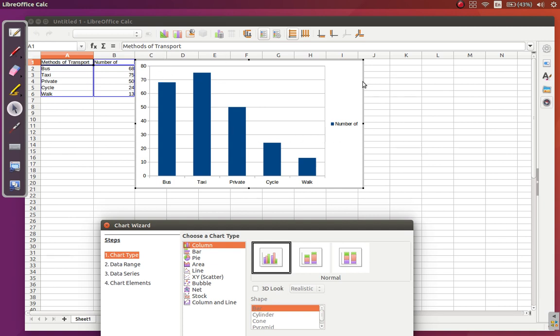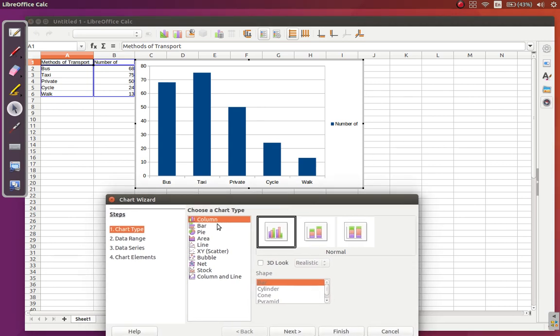So you can see here, let me move this chart. Not able to move it yet. You have a bar chart showing columns. It's a vertical bar chart. You see that here. Bus goes up close to 70, is 68. Taxi 75. Private motor vehicles 50. So you can see the chart reflects what the information in the table is showing.